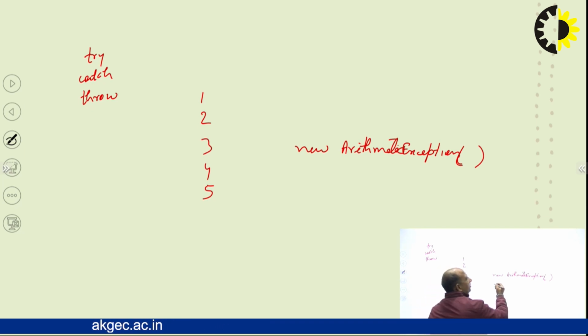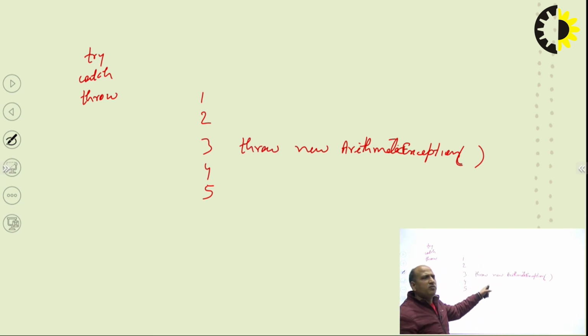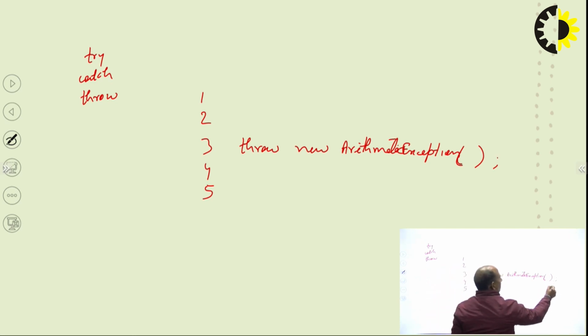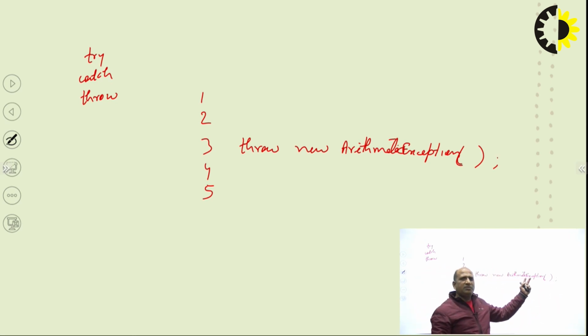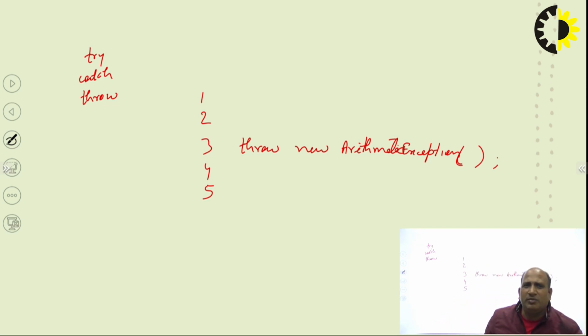This anonymous object has been created, and the programmer wants to throw it, so he or she can throw it by writing the throw keyword. So whenever control moves to this third line, this arithmetic exception class object will be created and it will be explicitly thrown by this throw keyword. The throw keyword is used to explicitly throw any type of exception in your piece of code like this.